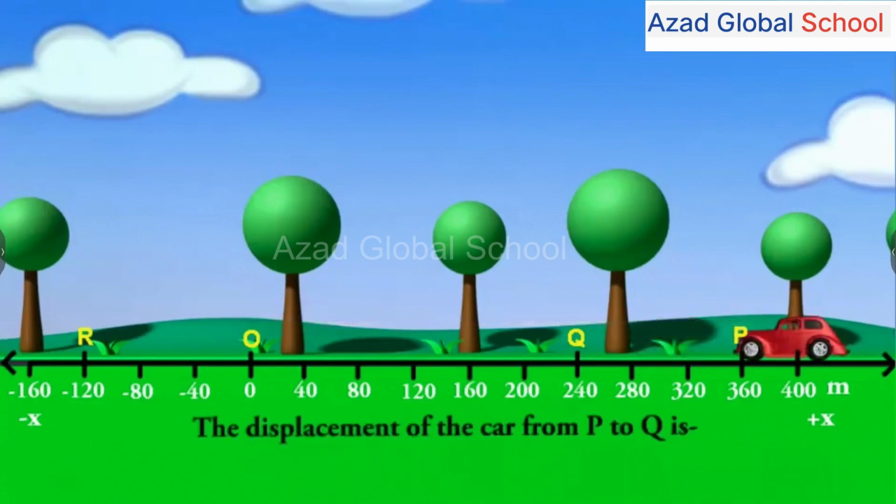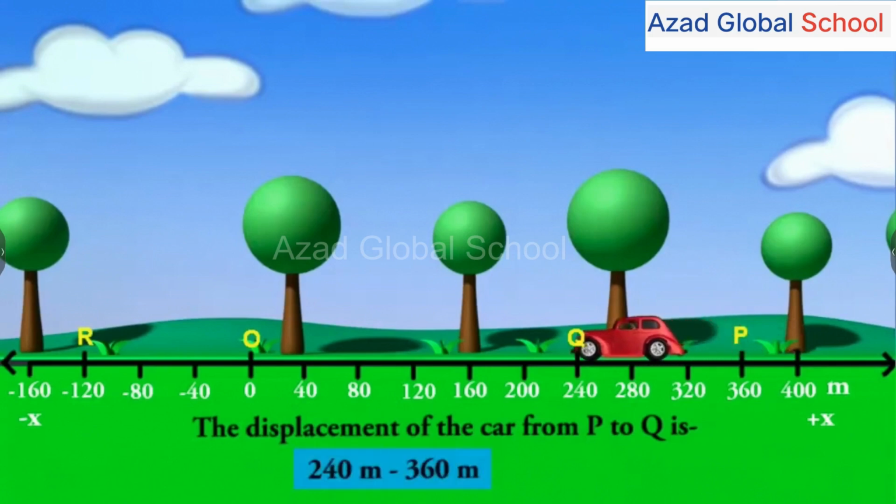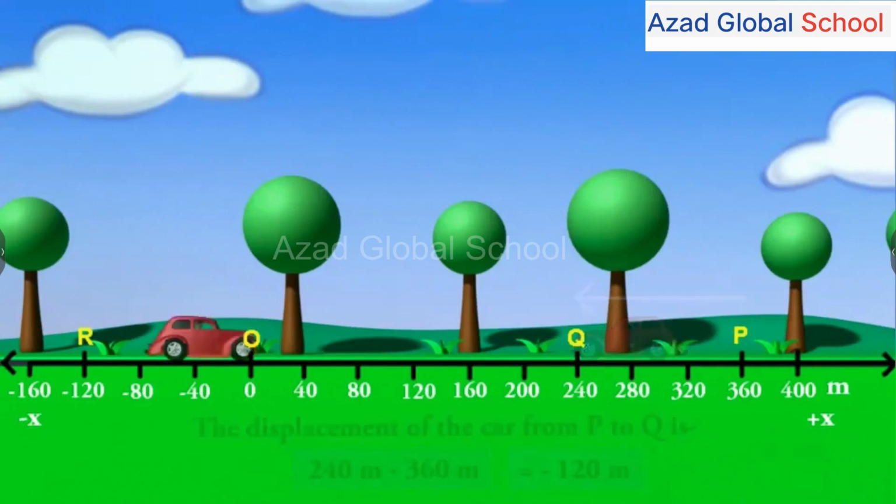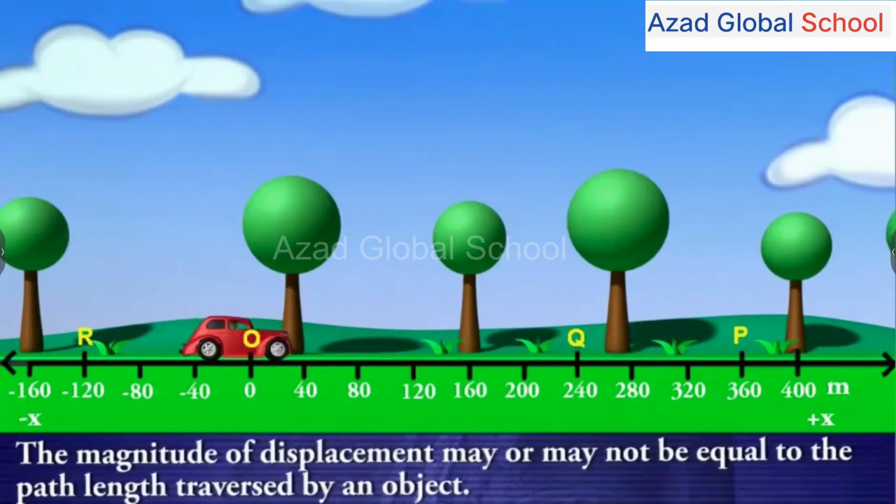Similarly, the displacement of the car from P to Q is 240 meters minus 360 meters equals minus 120 meters. The negative sign indicates the direction of displacement. The magnitude of displacement may or may not be equal to the path length traversed by an object.